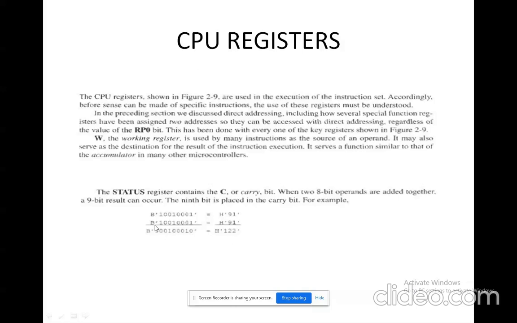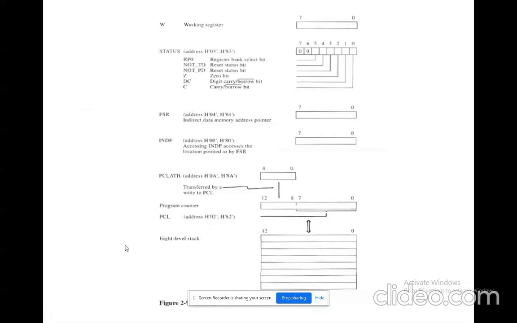Also 2. So last bit is 1. Okay, that is carry bit. So if you get the carry bit, then you will be setting the carry bit value in the status register. See, they have given here status register. So address of status register will be 03 or 83.